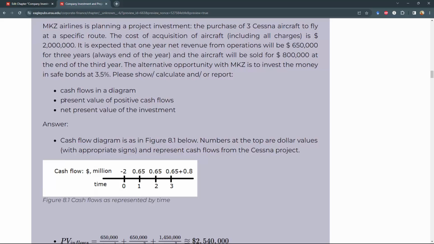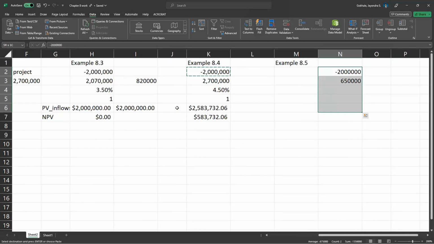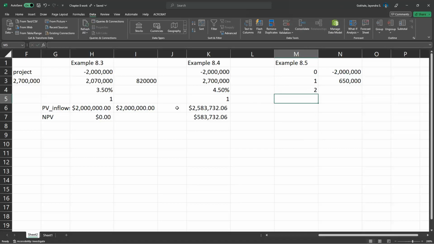Now let us find out the present value of the positive cash flows and the net present value of the investment. So this is example 8.5. So we have minus 2 million. Let's just do it properly. Let's just take this from here to here. Okay, we use the same column width, Control C, enter. So same format, which is the millions format. Time t equals 0, 1, 2, and 3.